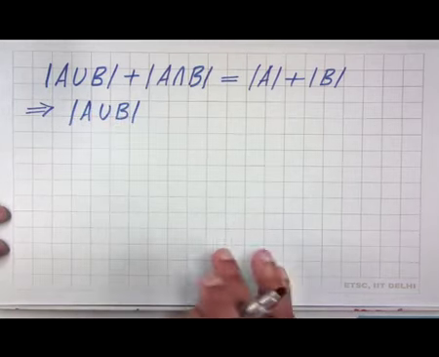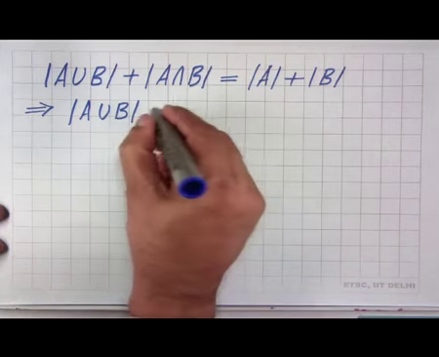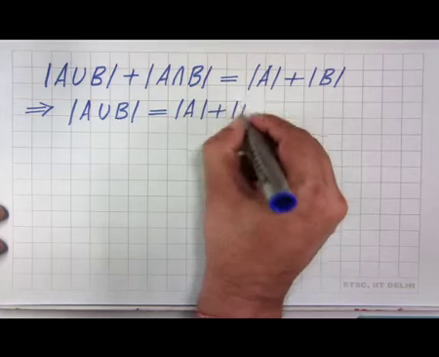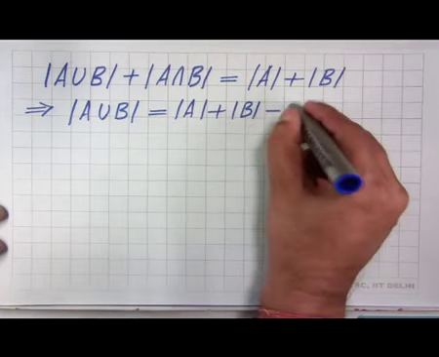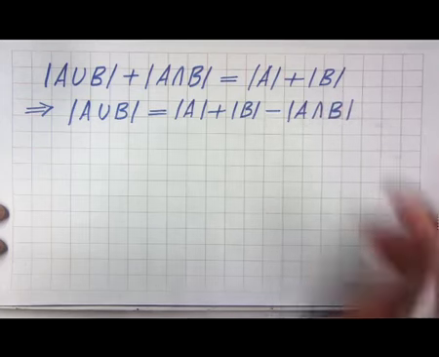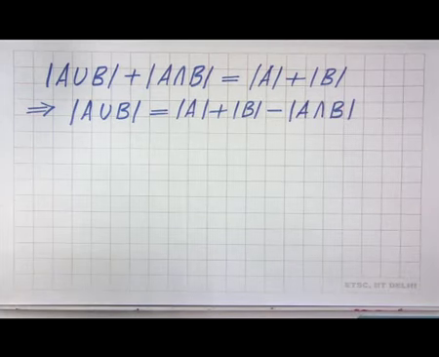The number of elements in A union B is equal to the number of elements in A plus the number of elements in B minus the number of elements in A intersection B. This is pi in the direct version. By direct version, I mean the version that tells you the size of the union of 2 sets.